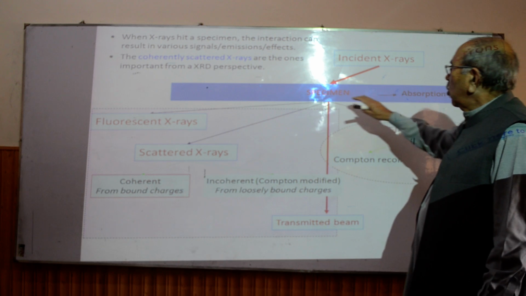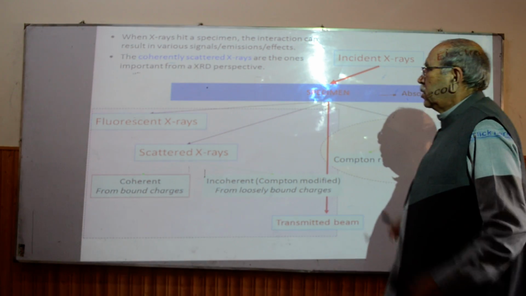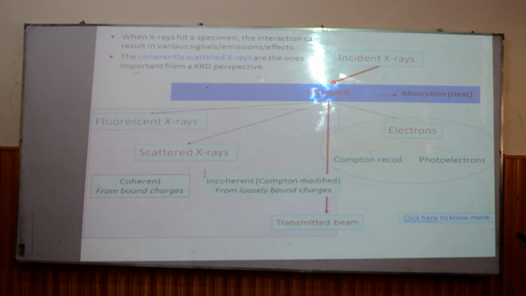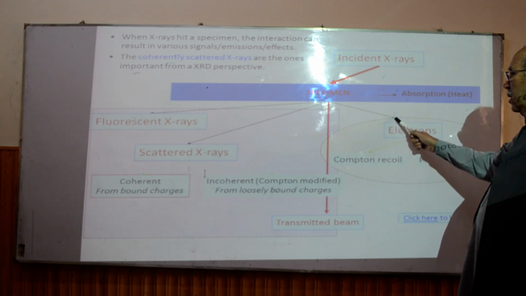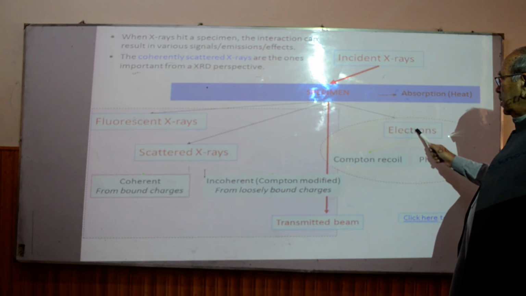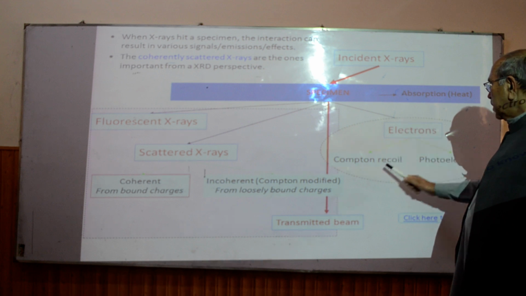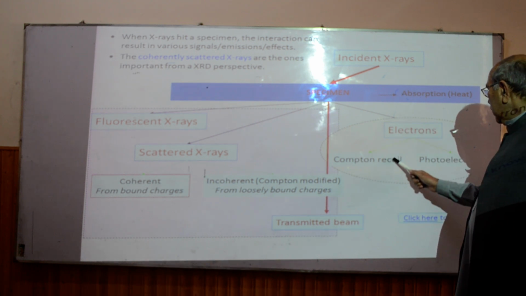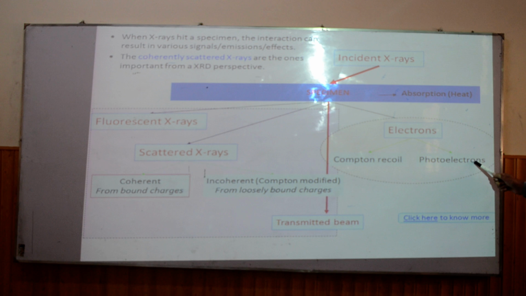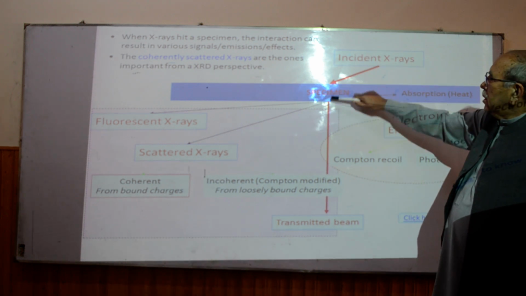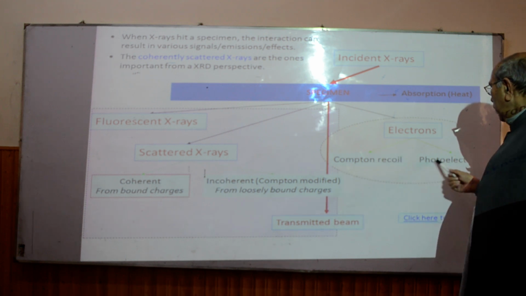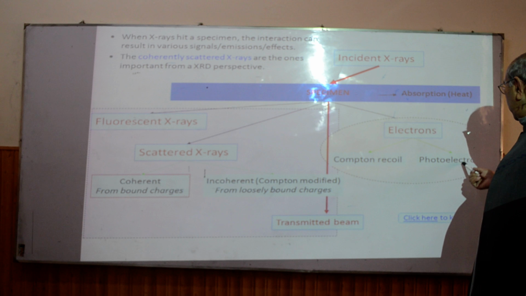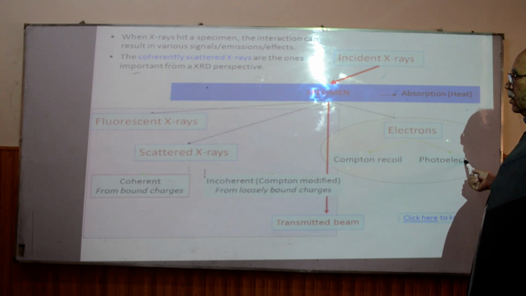The second thing is fluorescent X-ray, which will glow due to the X-ray. We are not interested in that. The other one is that the incident X-ray can emit electrons by two processes, which can be Compton effect or photoelectric effect. So some of the incident X-ray will be used up in creating these two effects, that is Compton recoil effect and photoelectric effect.